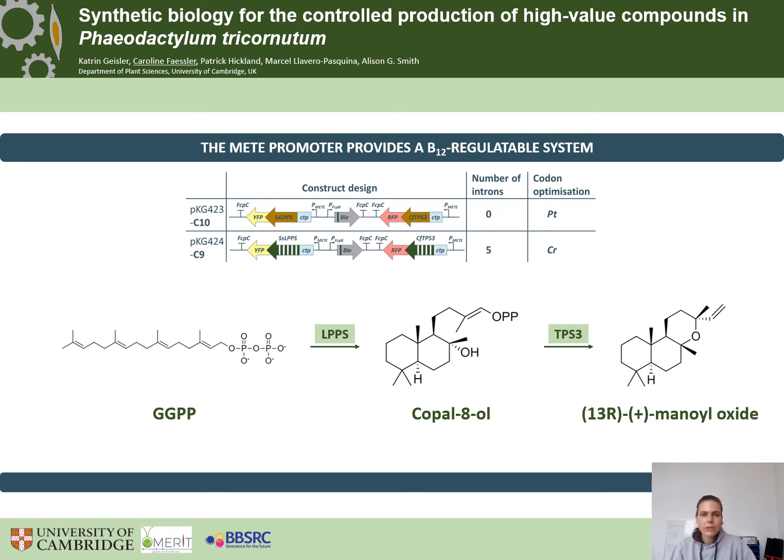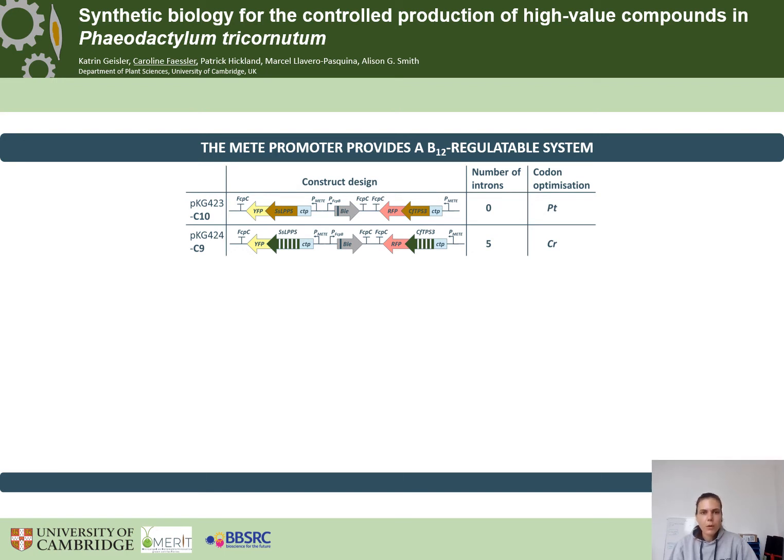Both introns and codon optimization have been shown to enhance transgene expression levels in Chlamydomonas. When growing diterpene-producing strains, it is desirable to be able to control at which stage the diterpene is generated. The endogenous promoter of the methionine synthase gene, MET-E, allows for B12 suppressible transgene expression.